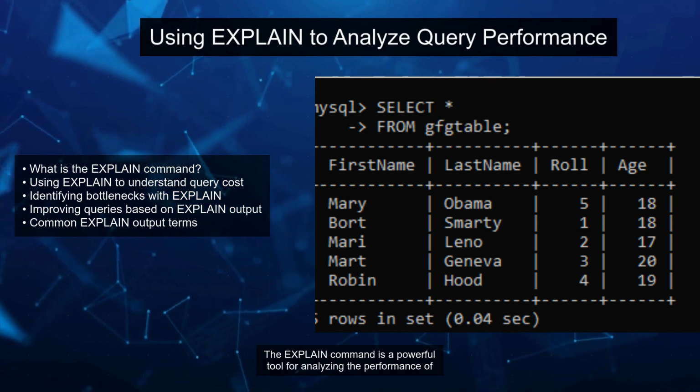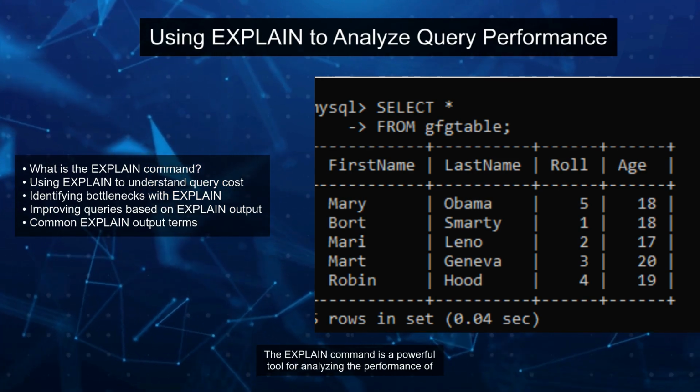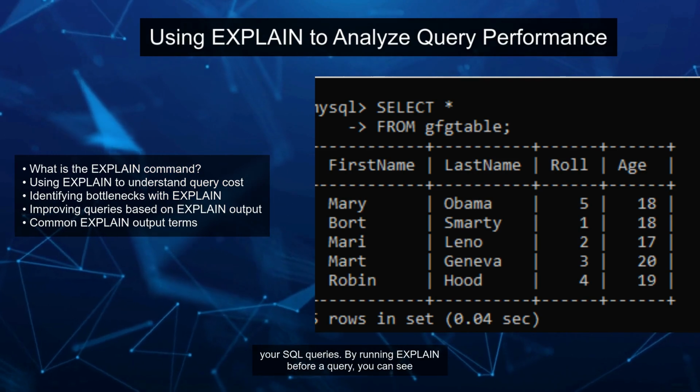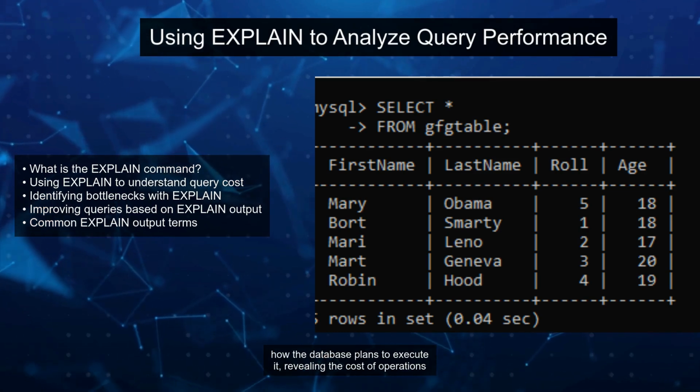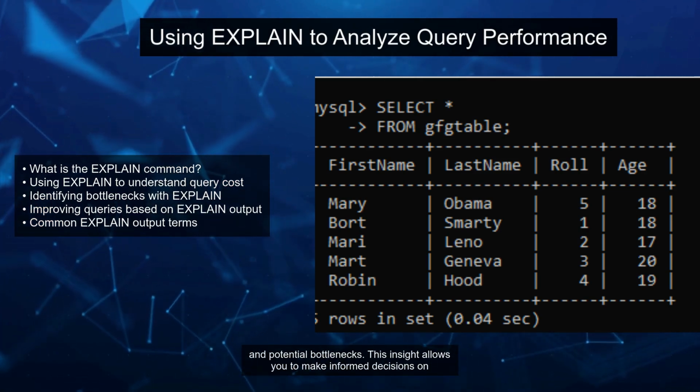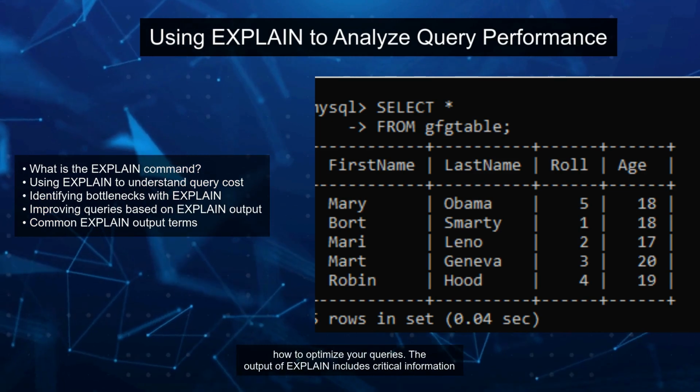The explain command is a powerful tool for analyzing the performance of your SQL queries. By running explain before a query, you can see how the database plans to execute it, revealing the cost of operations and potential bottlenecks. This insight allows you to make informed decisions on how to optimize your queries.